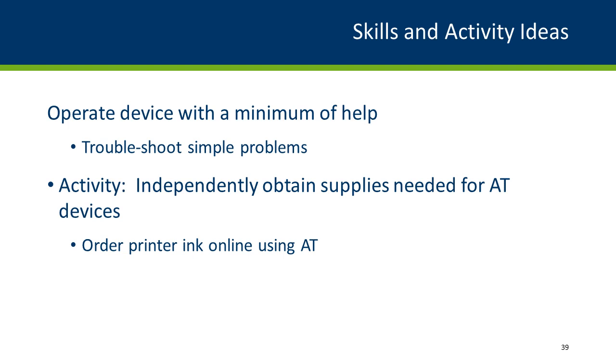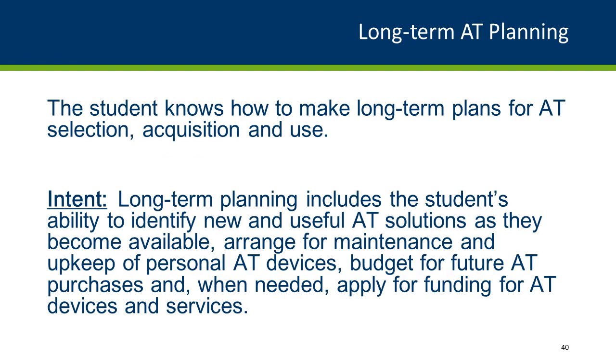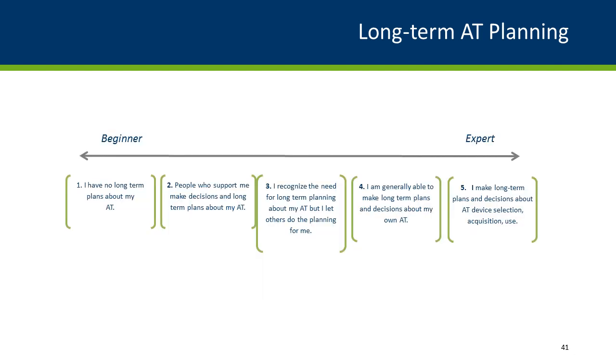Sometimes students tell us that they're trying to use outdated technology at school, even though the school keeps up with their technology and updates frequently. The technology that students may have as their personal assistive technology may need updating in order to interact with that. So again, finally, the rating scale, the self-rating, and the number 5 rating is: I make long-term plans and decisions about AT device selection, acquisition, and use.